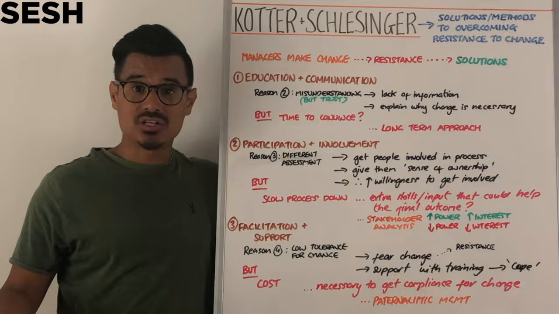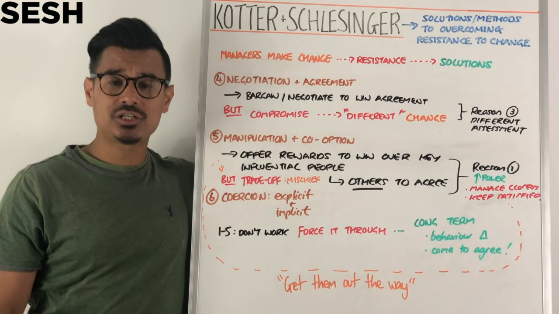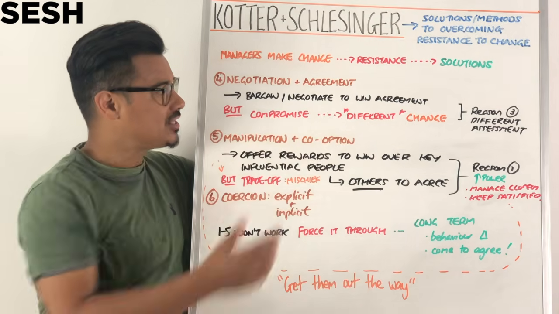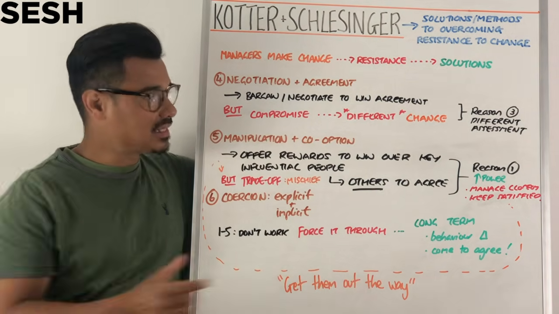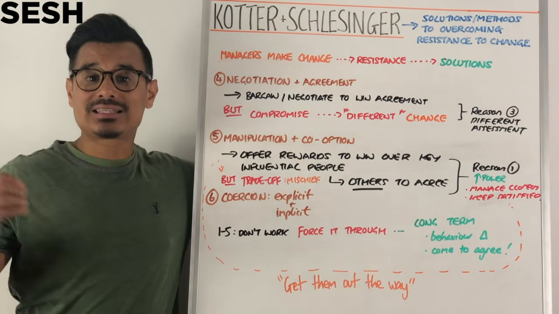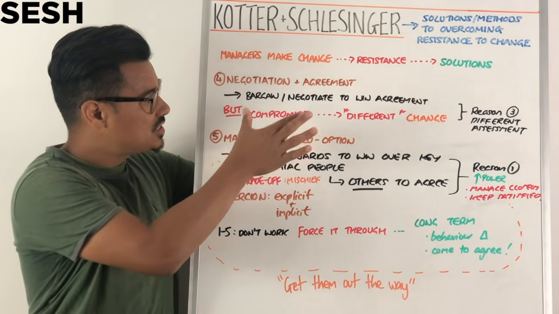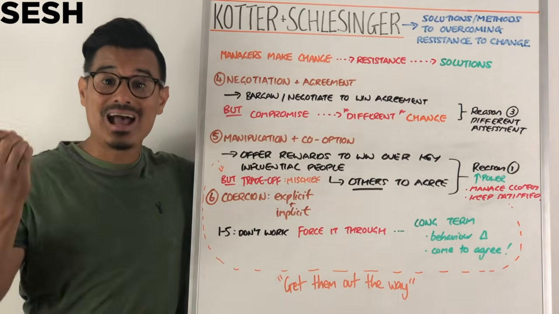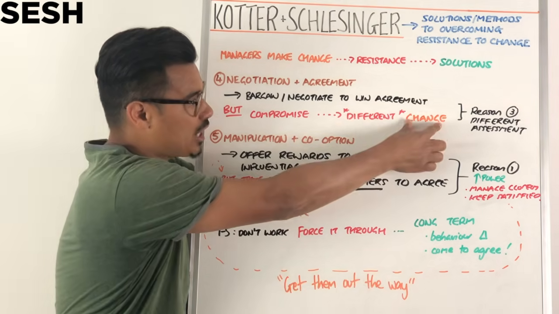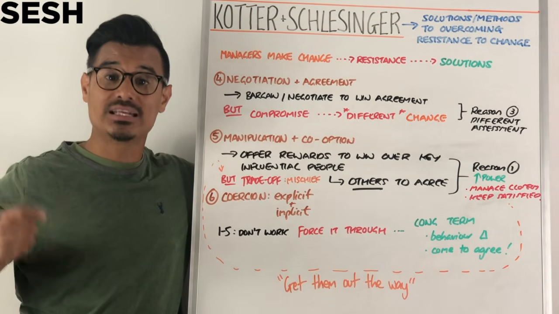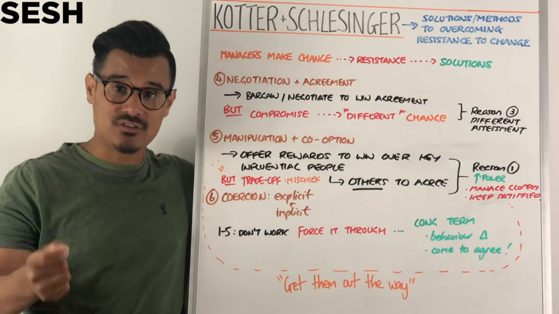Now let's move on to number 4. Number 4 is negotiation and agreement. The idea that you could bargain, you could negotiate to win the agreement. This might make sense if you have stakeholders with different assessments of the situation. But if you do this, you're going to have to compromise. And if you compromise, it might lead to a change, but it might lead to a slightly different change. And it might be a slightly different change that you didn't want in the first place.